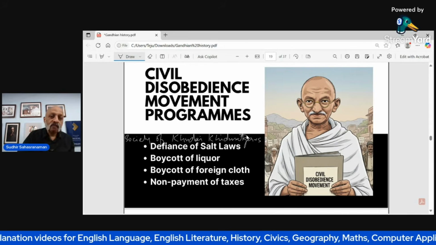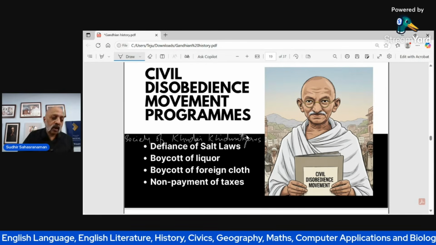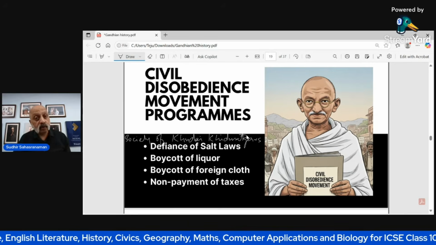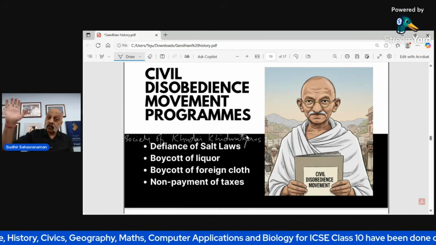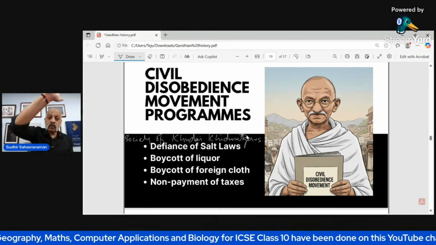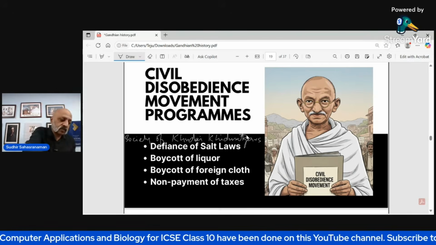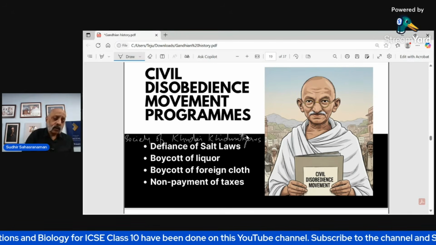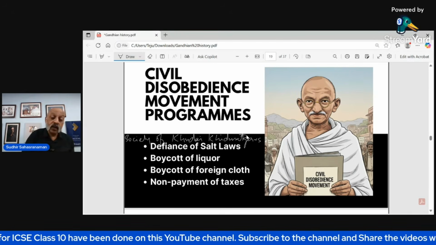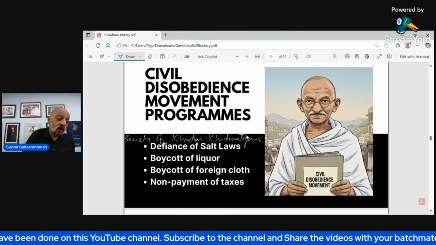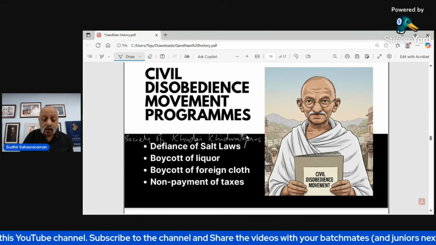Which essentially means servants of God, under the leadership of Khan Abdul Ghaffar Khan, who was known as Frontier Gandhi. He came from what is now modern-day Pakistan, then the Northwest Frontier Province. In Nagaland, there was a 13-year-old called Rani Gaidinliu who raised the banner of revolt.